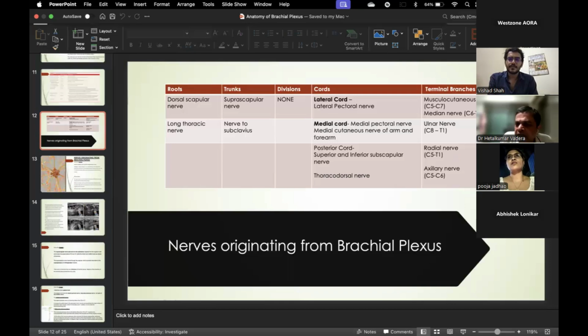Is there any difference between out of plane and in plane approach? When you are doing in plane approach, you will see the entire needle shaft and tip all the time, right? So the chance of pneumothorax is less when you are using in plane approach, especially when you are a beginner. In the hand of an expert, it is the same. But when you are a beginner, always go for in plane approach. It will reduce the chances.